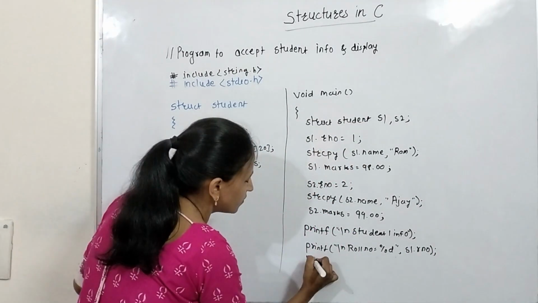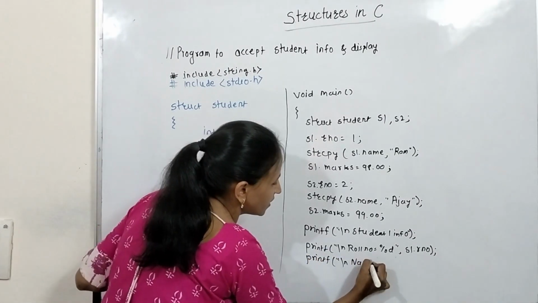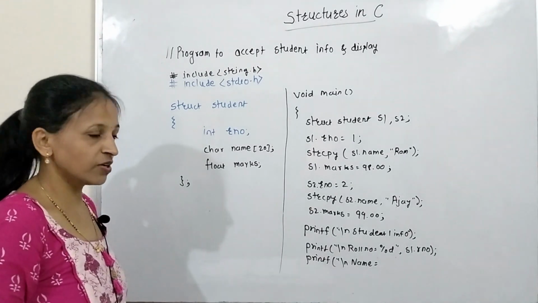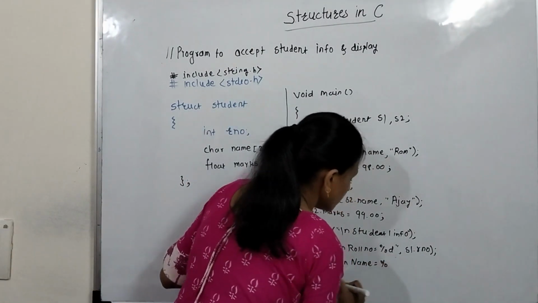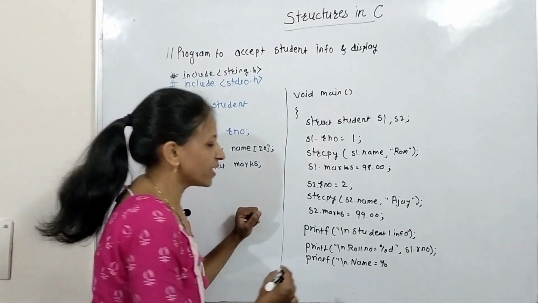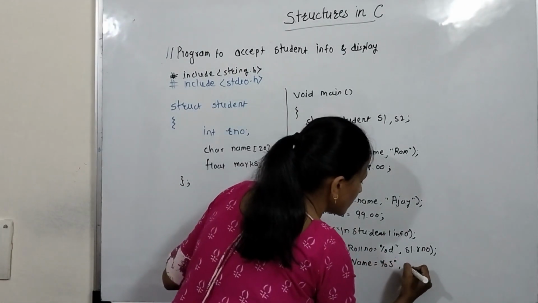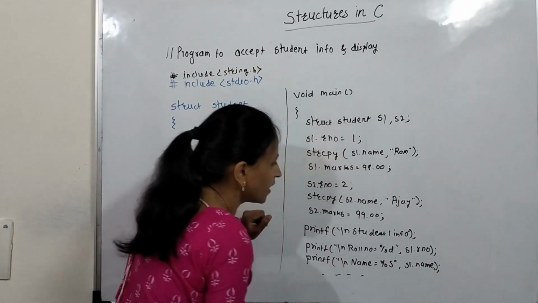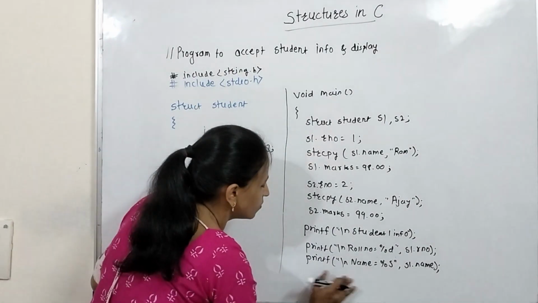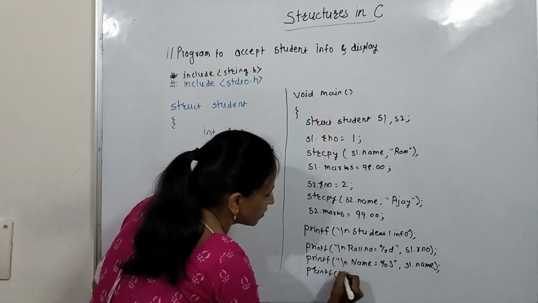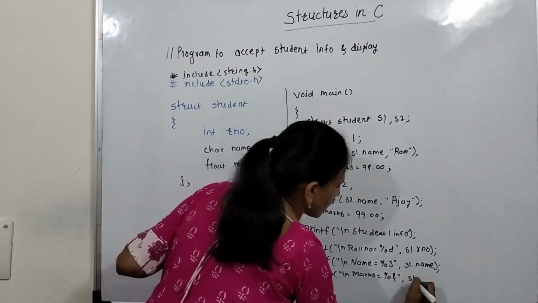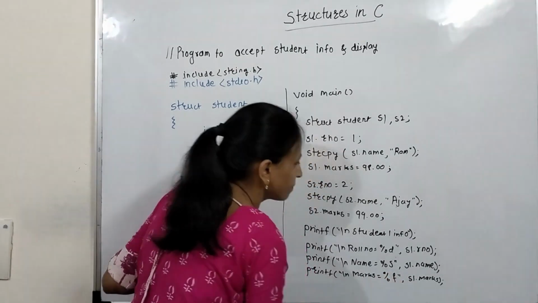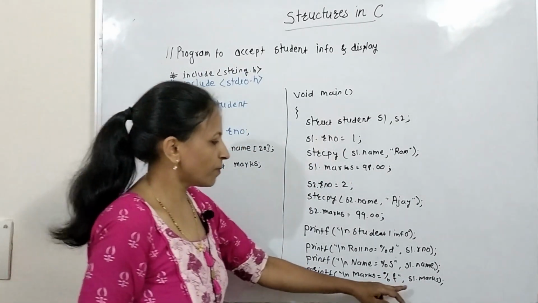Now here printf, see I am writing every piece of information on a different line, not in one line, it will be somewhat complicated then. Now here name is of type string, that's why I will write %s comma s1 dot name. In the same way we have to display marks. Here we will write printf %f, because marks are of type float, and that's why I'll write %f comma s1 dot marks.